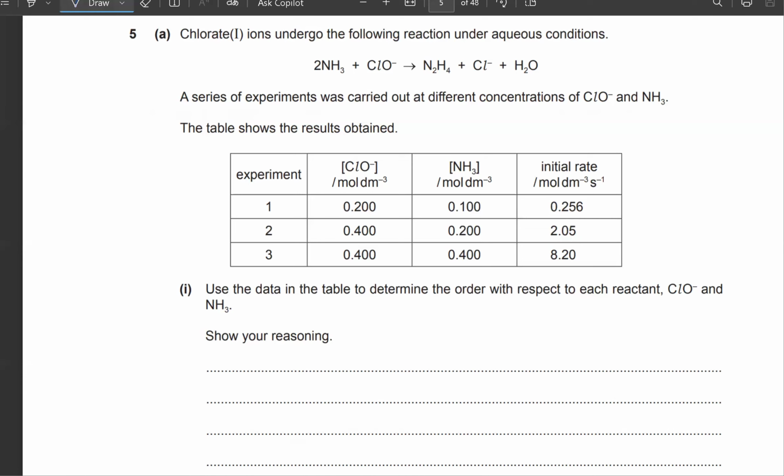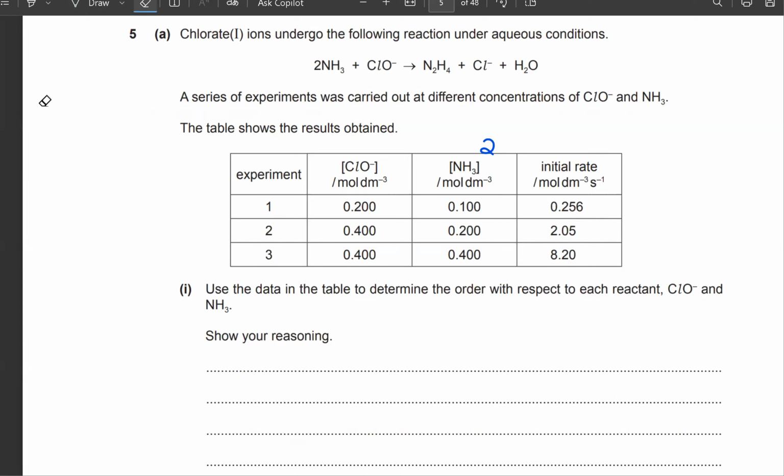2 and 3. Okay, so if you compare 2 and 3, this is not changing, it doubles, and that becomes 4 times, right? Yep. So what is the order with respect to NH3? 2. So with respect to NH3, that is 2. So you figure that one out.